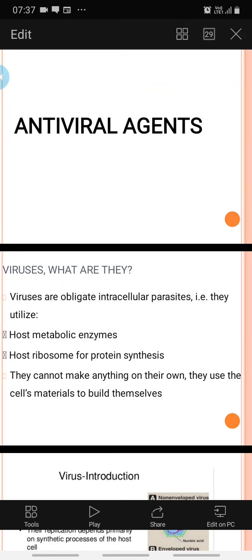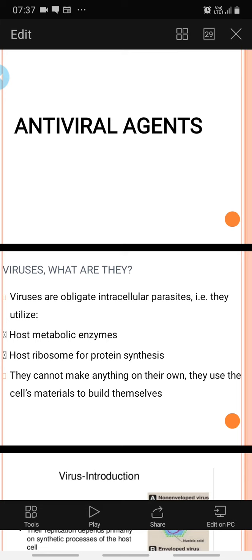So in today's class, we shall discuss antiviral agents, mainly the agents which act against non-retrovirus. We will have another class about the drugs which act on the retrovirus.